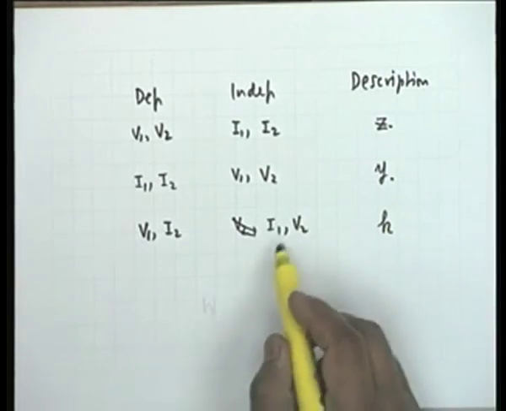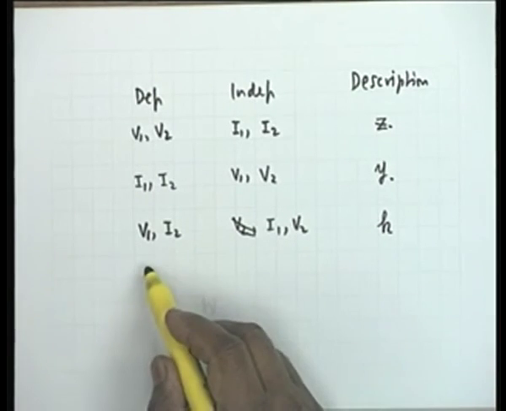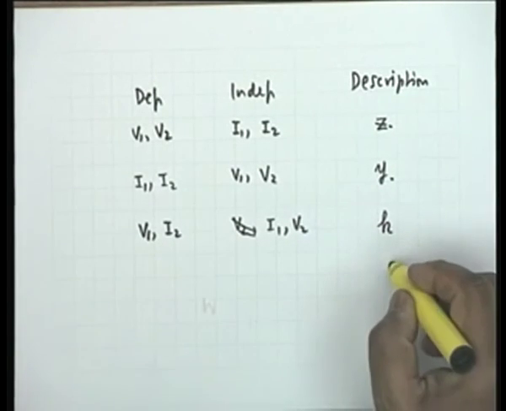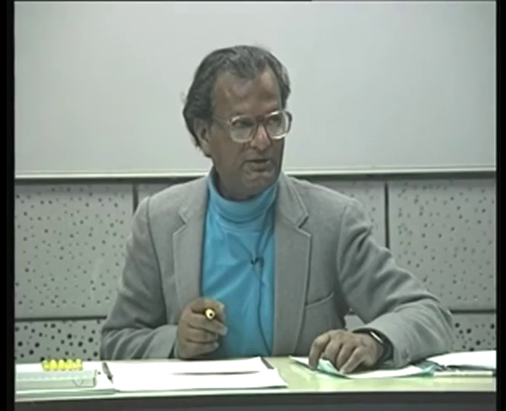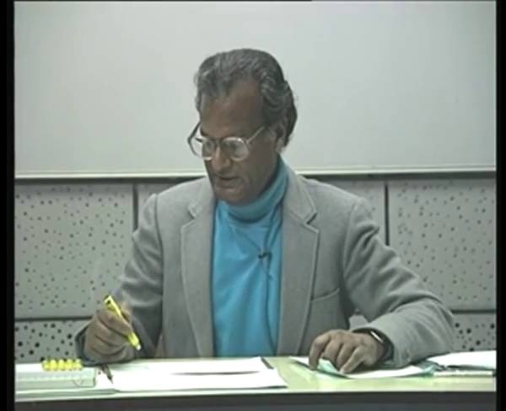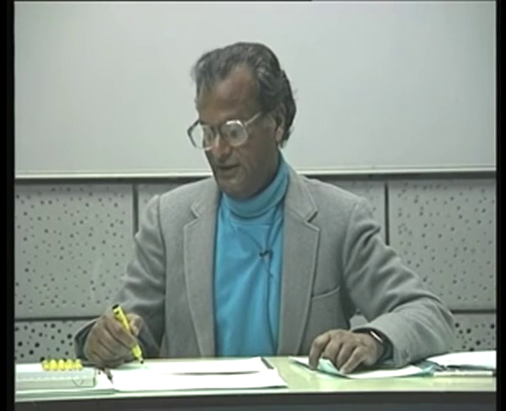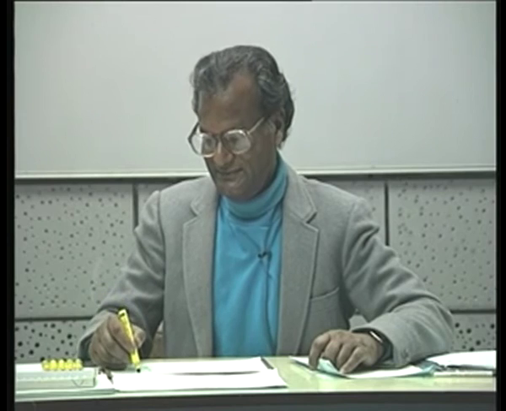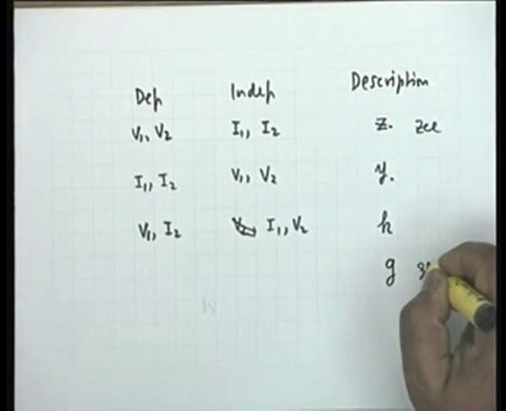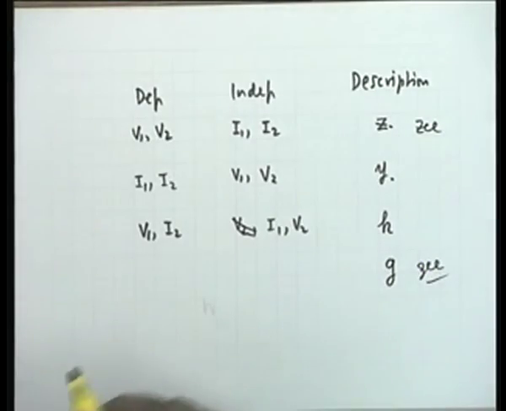Similarly, I can bring I1 V2 here and V1 I2 here. The description will be the so called G parameters, small g. Please distinguish between G and Z. And this is G.